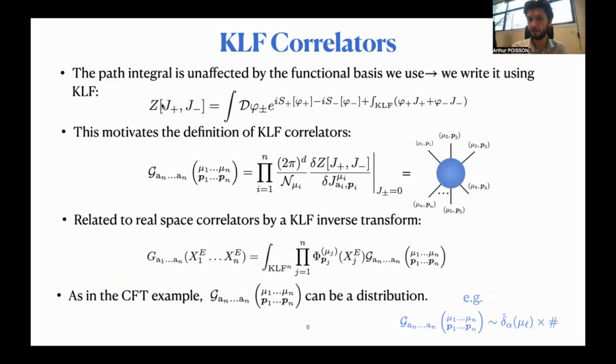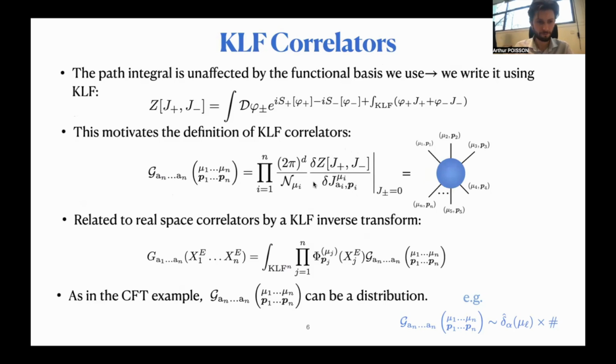Okay, so let us now define the KLF correlators, because in the case of the two-point function, I just took the KLF transform. But since the path integral is unaffected by the functional basis we use, we can write the actions here and the source integrals here directly in KLF. And then one can define correlators directly in KLF by differentiating these generating functions with respect to the KLF modes here. And this defines correlators in the momentum space directly.